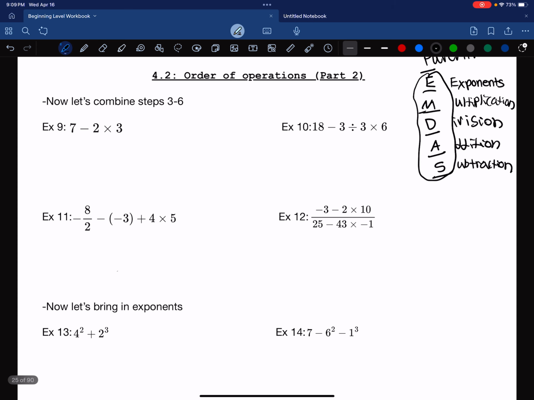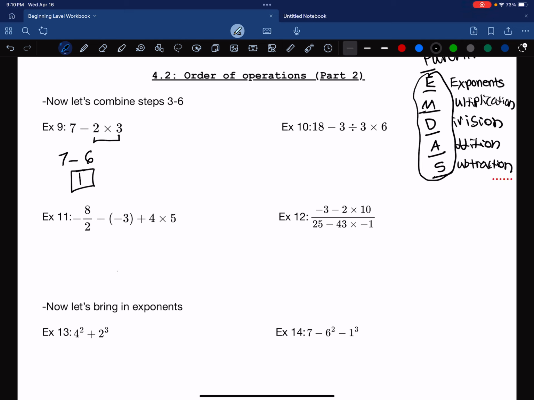Anyways, okay. So, looking at this first example, in this first part, we're just going to be worried about MDAS. We're not going to worry about exponents. We will in this part, but for now, let's just focus on MDAS, multiplication, division, addition, and subtraction. So we always want to do multiplication and division first before we focus on adding or subtracting anything. And in this case, we have multiplication, so we are going to do 2 times 3 first before we do any subtracting. So we have 7 minus, and the 2 times 3 is 6. And then from here, now that we just have 7 minus 6, we can just subtract the 2. 7 minus 6 is 1.